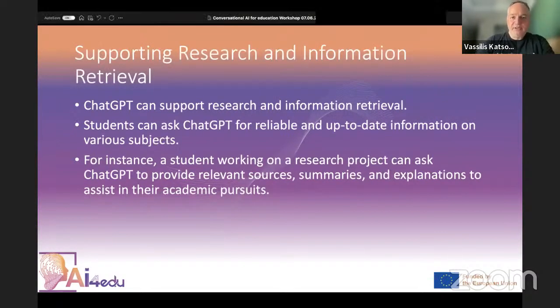It supports research and information retrieval with reliable, up-to-date information on various subjects. As I said, up-to-date means a year ago, when the last person was, the data set that it was trained on. But there are more versions coming out, which are more up to date.